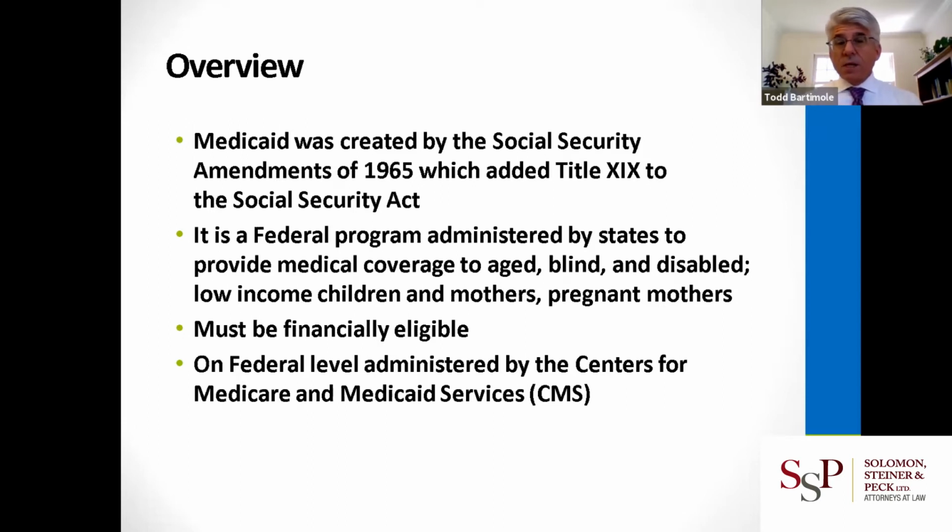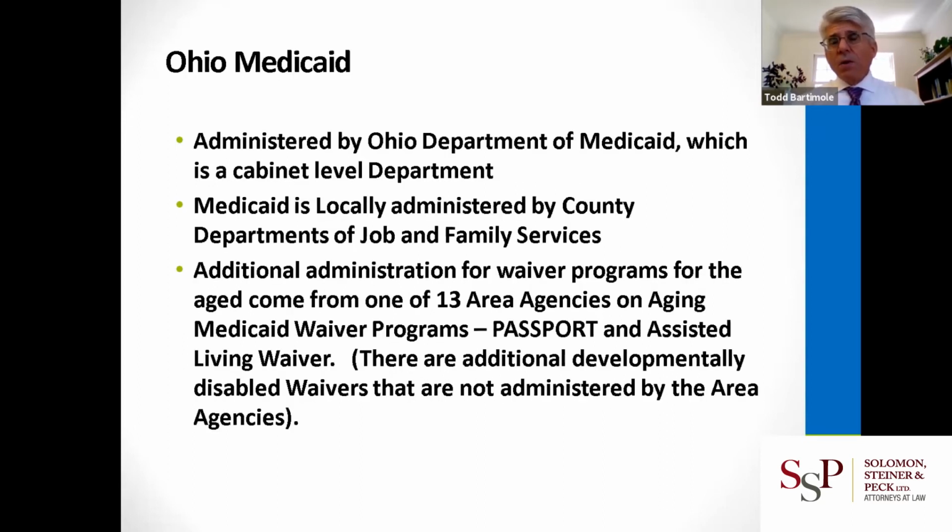At the federal level, there's the Centers for Medicare and Medicaid Services. They administer the Medicaid program for the federal government. In Ohio, we have the Ohio Department of Medicaid, which was created 5, 6, 7 years ago and is now a cabinet level department. It used to be just part of Family Services, but now it's its own agency. However, the Ohio Department of Medicaid still contracts with the Department of Job and Family Services to implement Medicaid. So if you go and apply for Medicaid, you're going to do that with the Department of Job and Family Services.